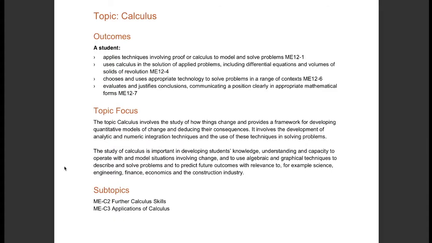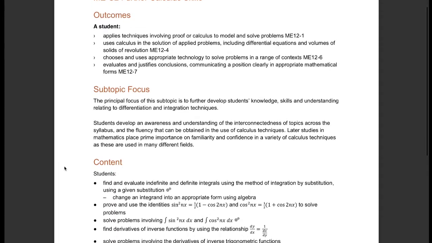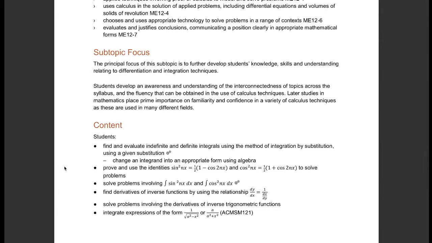The calculus topic is divided into 2 subtopics. First, we have further calculus skills. So in the advanced course, you will continue doing differentiation, but then you will also introduce integration.